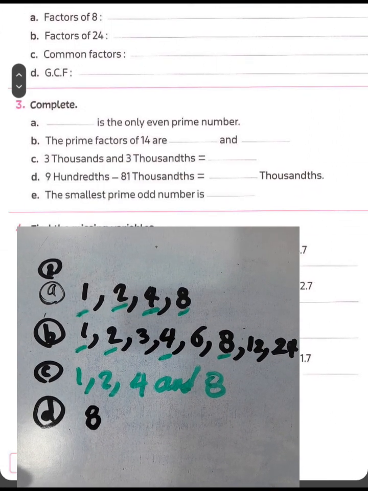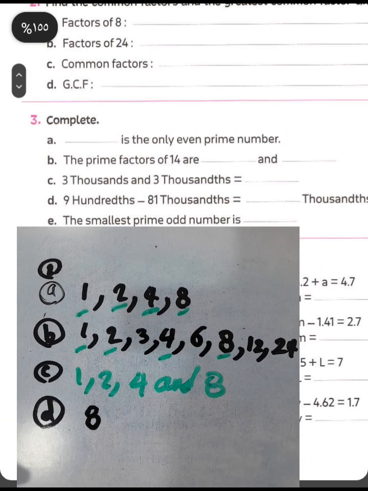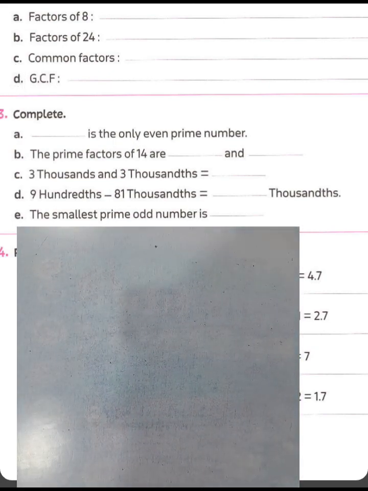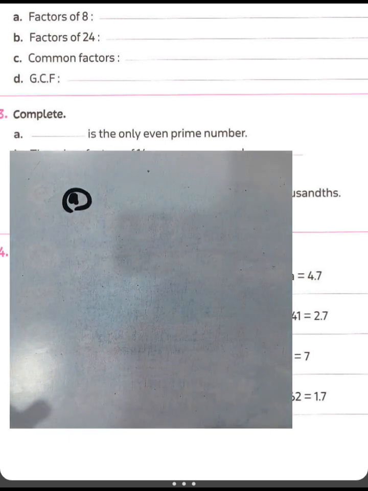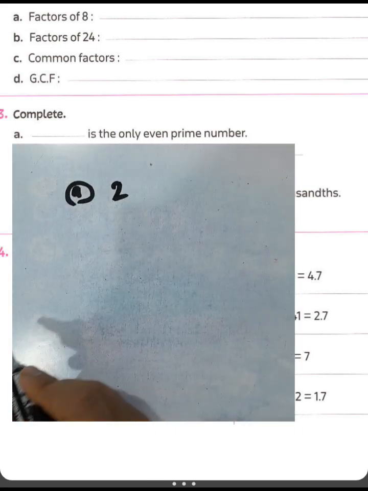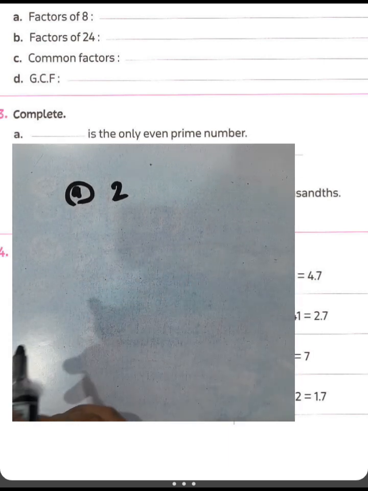Question number 3, complete. We have here the first question, letter A. Blank is the only even prime number. The only even prime number is what? 2. We know a prime number has only 2 factors. It can be divided by itself and 1 only. So 2 is the only even prime number.